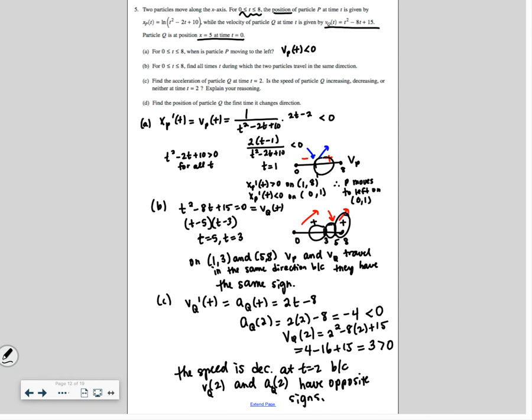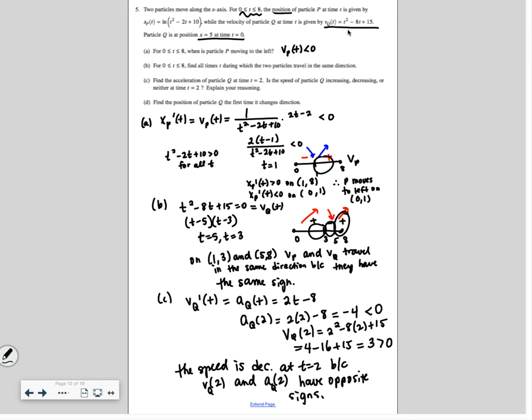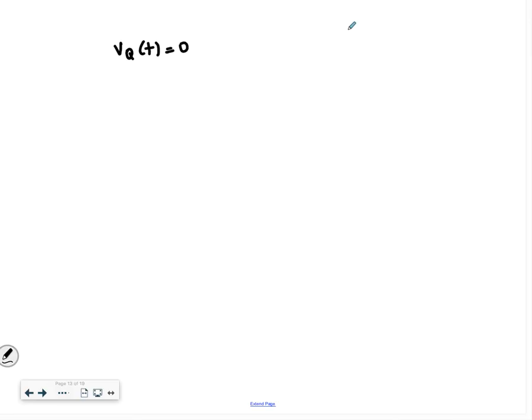Okay, so then part D: find the position of the particle Q the first time it changes direction. So first of all, we need to know where it changes direction. So that means we want to find where v of Q is equal to 0. So v of Q was t squared minus 8t plus 15, and we found that it equals 0 at 3 and at 5. Okay, so when it first changes direction is at time 3.